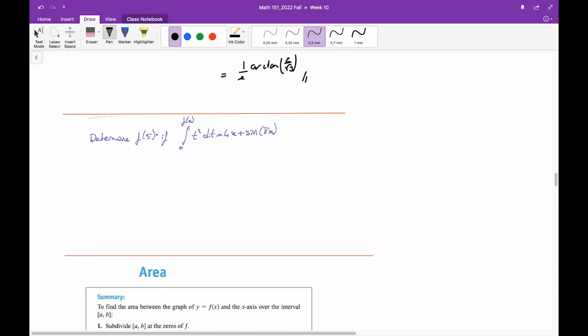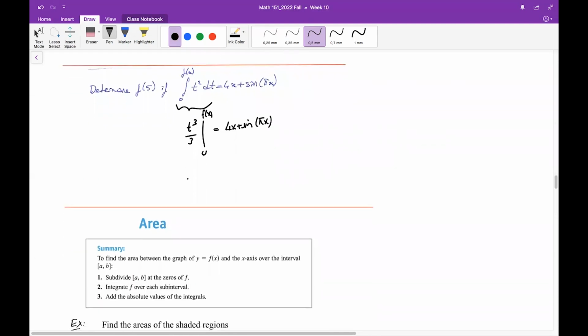Determine f(5) if it satisfies this. Now, we will integrate the left-hand side. What is this integral? Tell me a function whose derivative is t squared. So you are antiderivating this. You add 1 to the power, you divide by the same power, and then you are inserting upper and lower boundaries. Right? And the right-hand side is given like this.